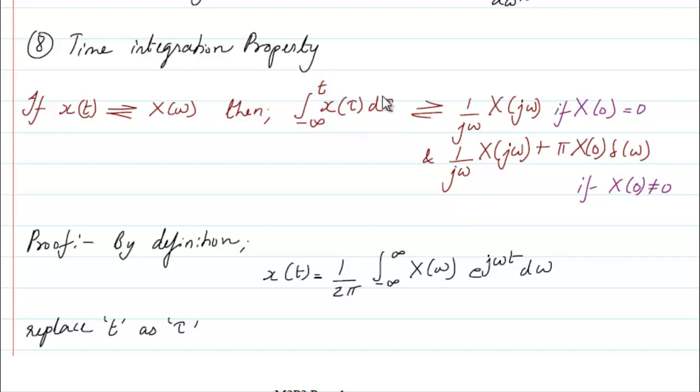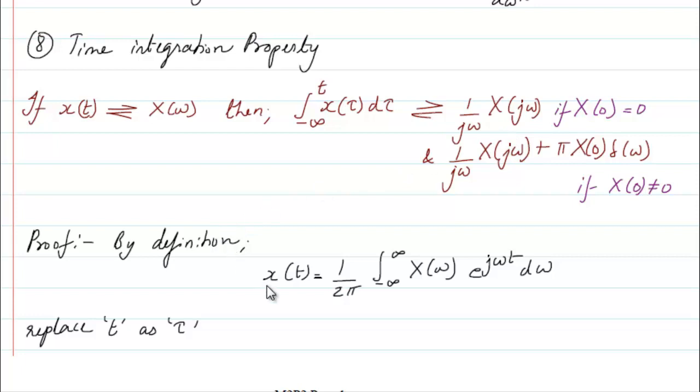So the Fourier transform of that will be 1 by j omega X of omega, if X of 0, that means the value at omega equal to 0, is actually 0. Then it is this equation. And if it is not 0, then you have to write the other equation. Basically we have to solve for this first one. Okay, so let us prove it.